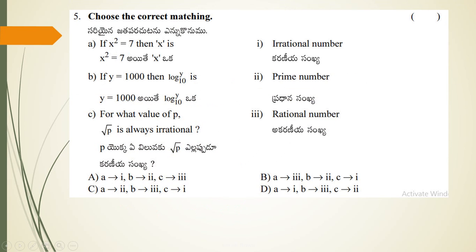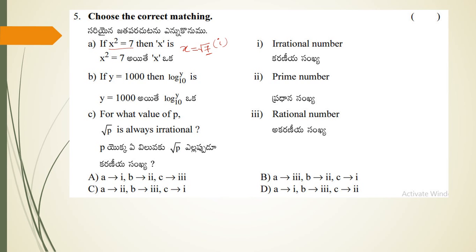Next, moving on to question number 5. In the exam, they may ask matchings also, right? See here, x square is equal to 7, then what is the value of x? If x square is equal to 7, x is equal to root 7. Since 7 is a prime number, root 7 will always be an irrational number, right? So for this the option is option 1.